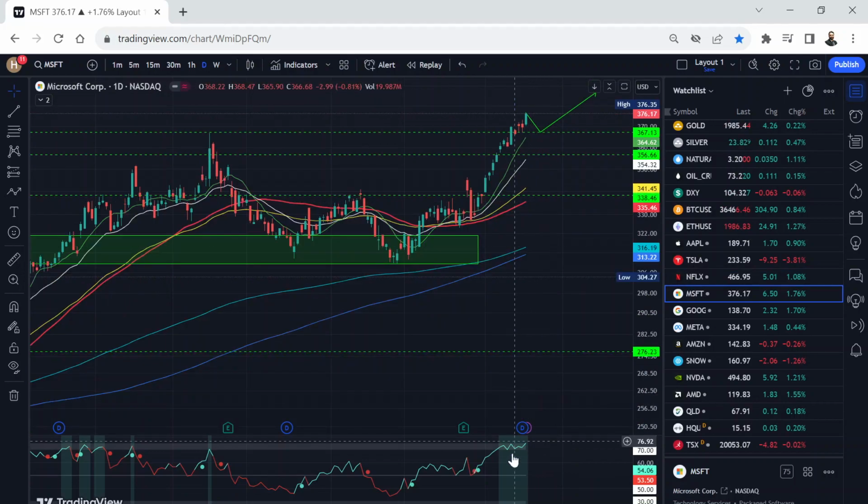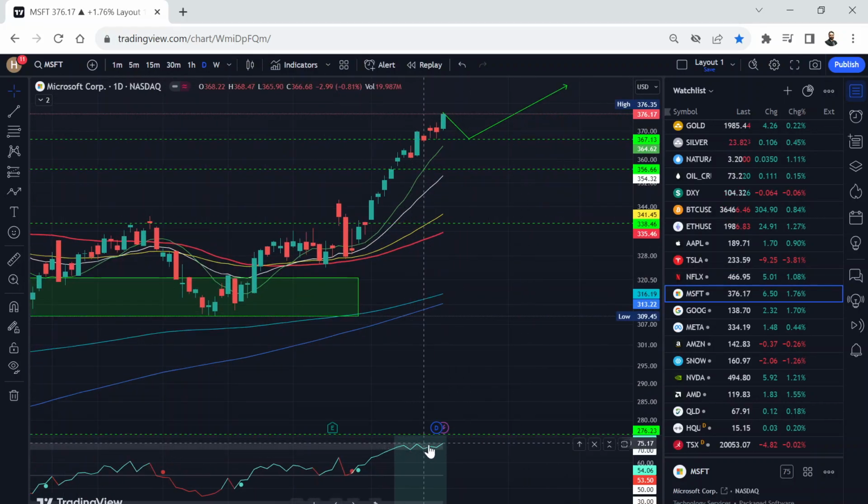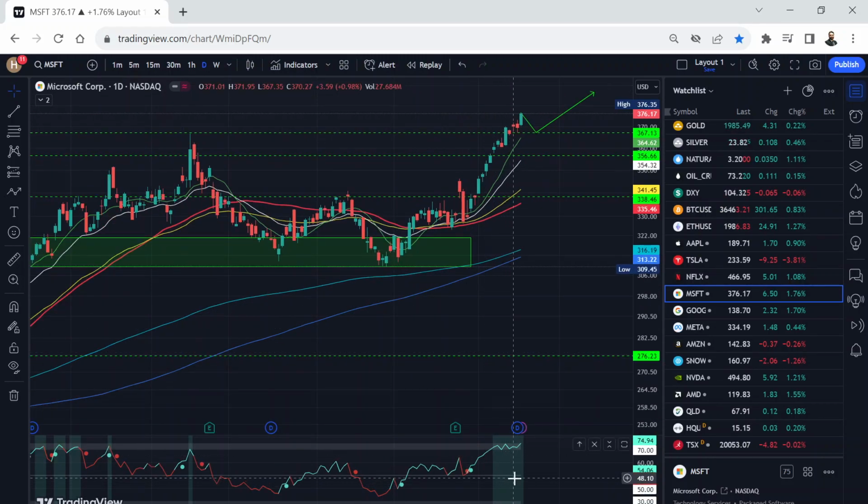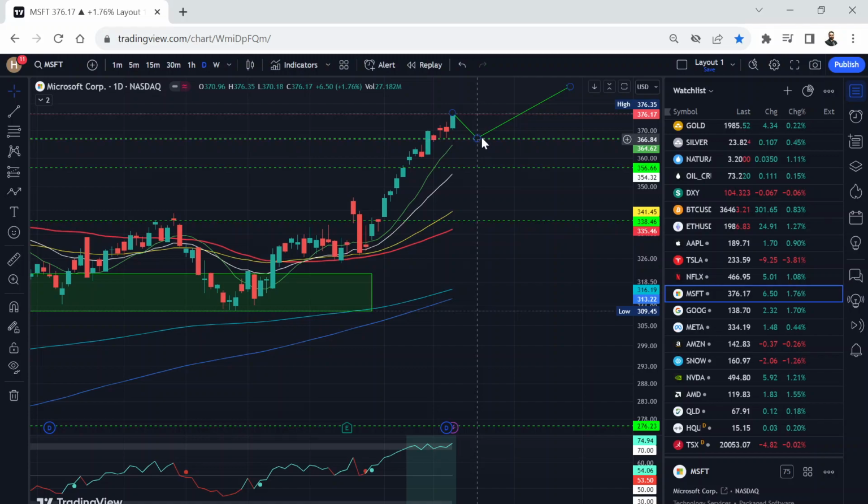Microsoft, beast, keep going higher. No divergence. You can see no divergence. What does that mean? It keeps going higher. RSI going higher, but it's very, very oversold short term. If we get a pullback, look to buy on this.